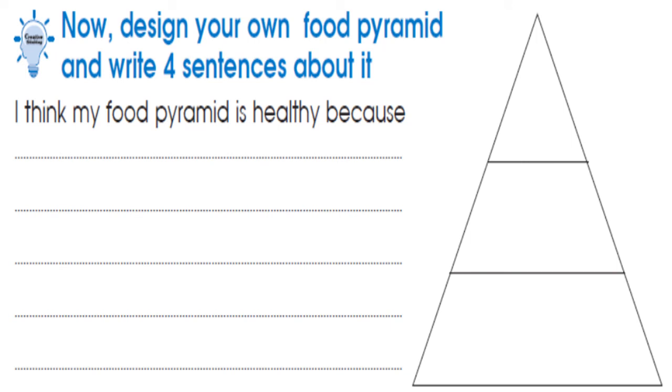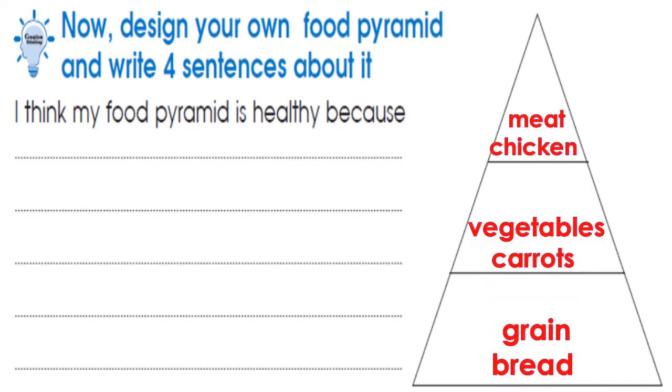Now, design your own food pyramid and write 4 sentences about it. We have a pyramid right here, and we want to design our food inside this pyramid. I put meat at first, like chicken, vegetables in the middle, like carrots, grain in the bottom of the pyramid, like bread. Let's write 4 sentences about these kinds of food.